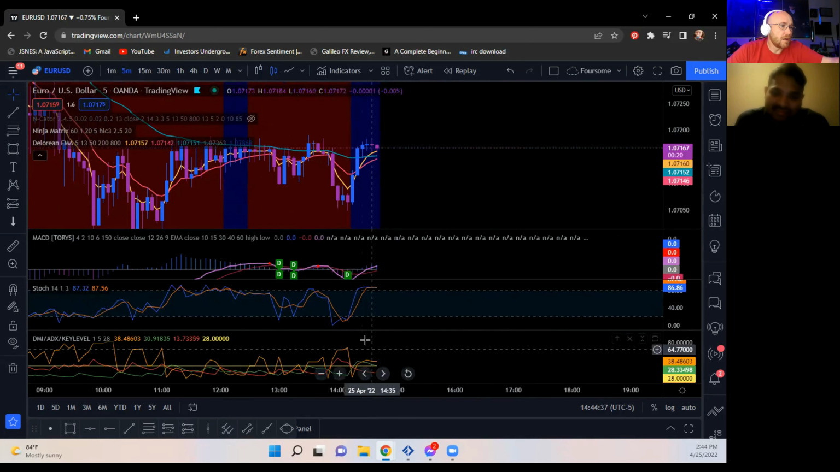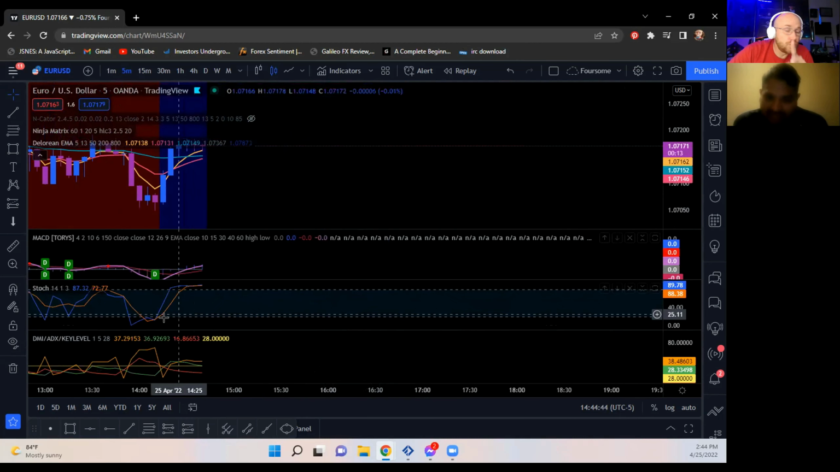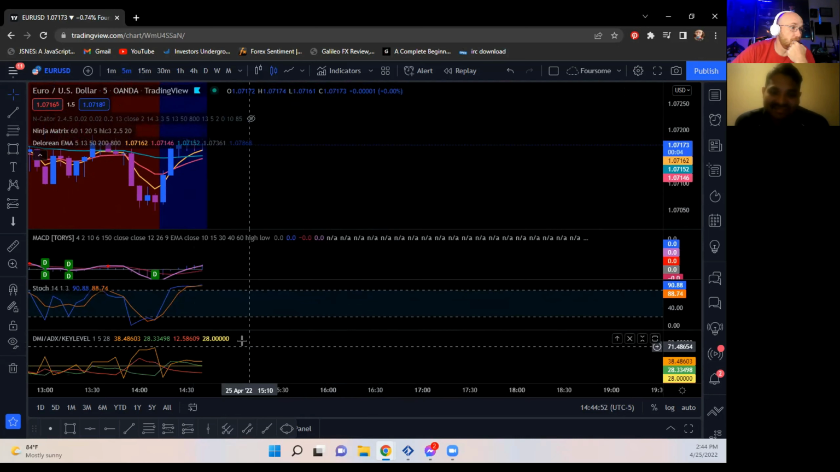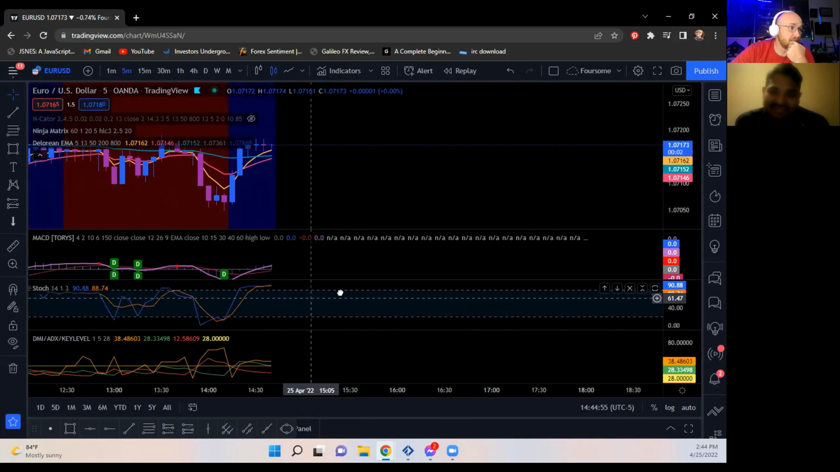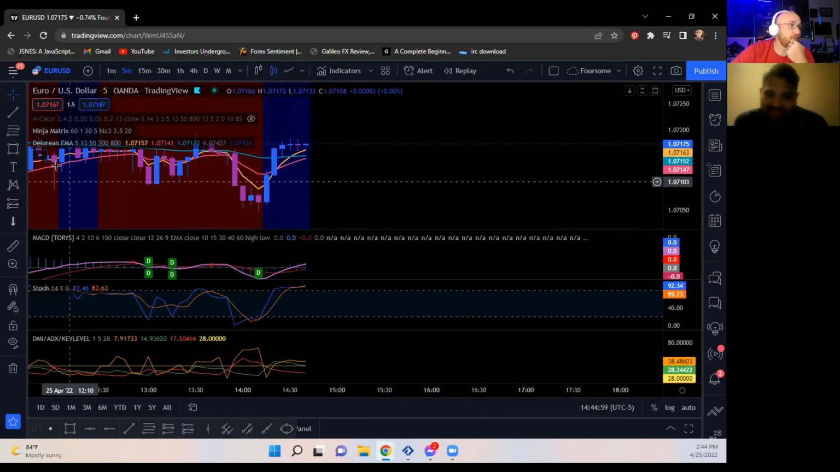And then I would watch for the red to cross through the green. Do not assume that the red will go through the green. I can't tell you how many times they bounce off of each other, the red and the green, on the DMI. It's a trick. So watch it and watch for the fake out.